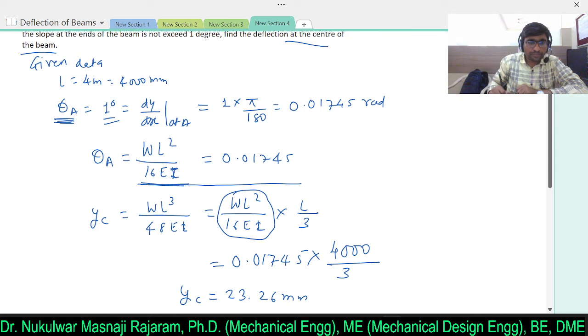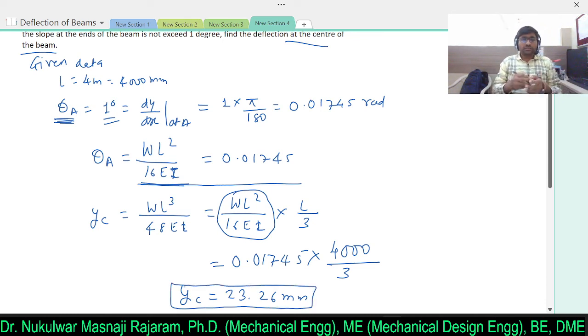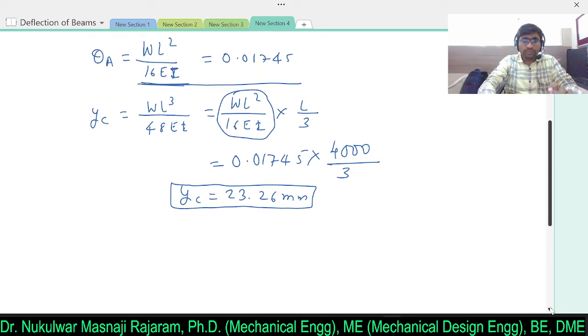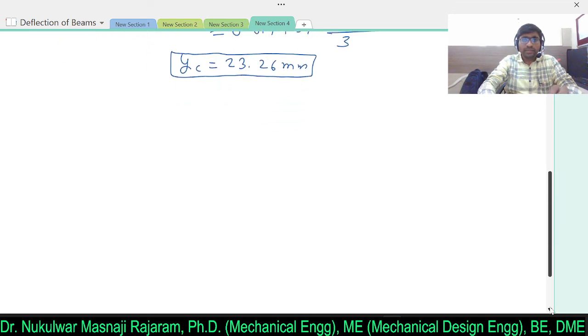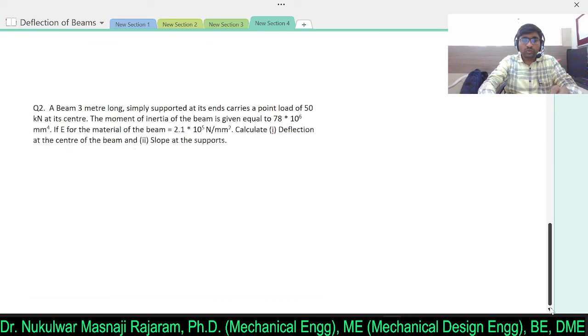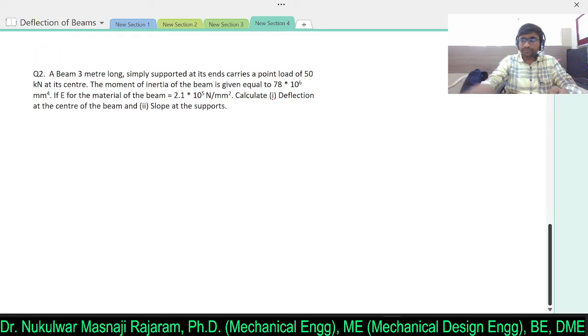So you will get the value of YC, it will be equal to 23.26 mm. Simple. Now why am I not using minus? Because I know the beam will deflect in the downward direction only. Clear? So definitely the maximum deflection will be 23.26. Clear? So let's take another example.